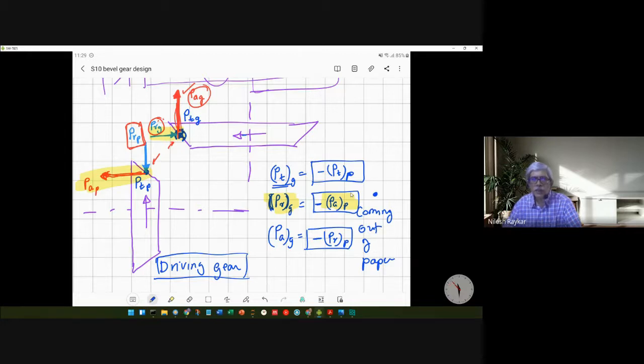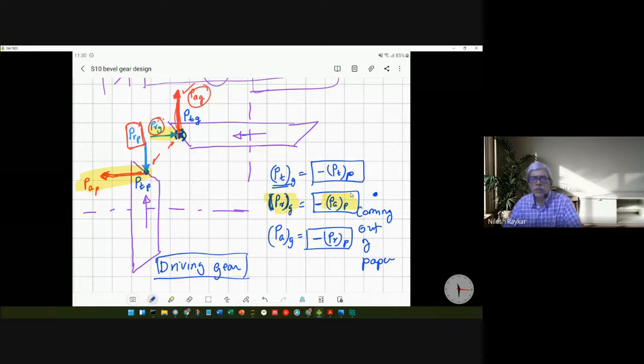The second point to be remembered is how we determine the direction of the thrust force. The tangential and radial are similar to the earlier gear analysis. The thrust force directions are determined in such a manner so that these two forces try to open up the assembly of the two gears. So that is the second point to be remembered.